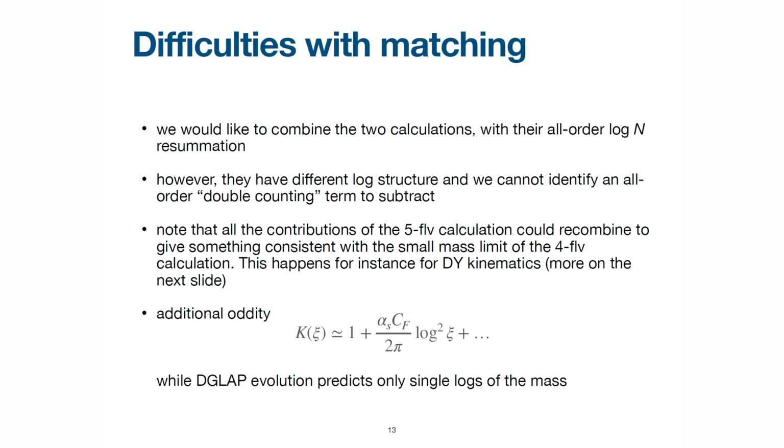And this double counting term should be valid to all orders in perturbation theory because you try to match two resummations together. There's an additional oddity. If you take this function k, which appears in front of the resummation of the massive calculation, and you expand it at small mass, you find alpha s log squared. But alpha s log squared is not a log that is present in DGLAP. And we usually think that DGLAP evolution resums all logs of the mass, but these should be single logs. But this is a double log of the mass. So again, this is an oddity.